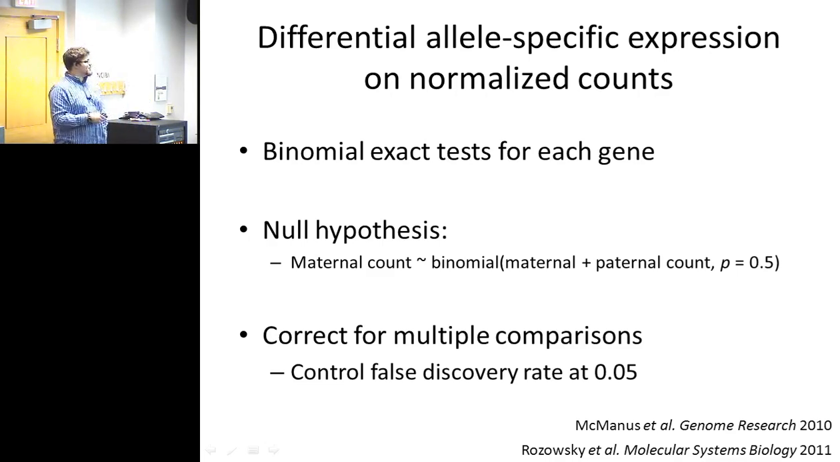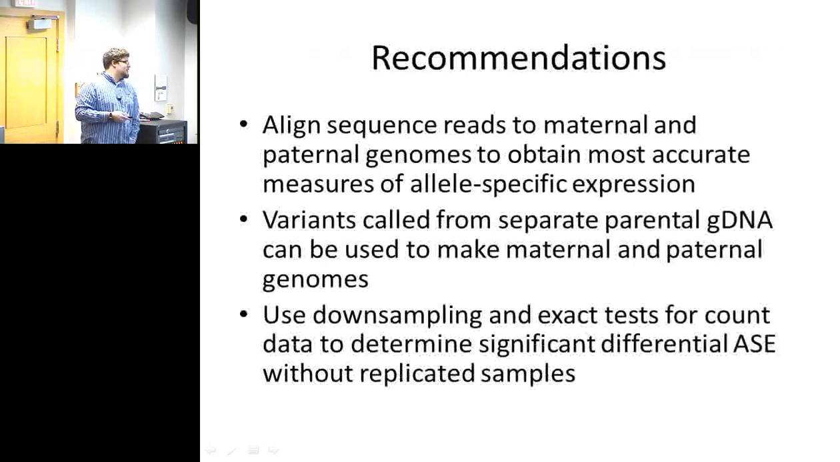Okay, to wrap things up, I hope I've convinced you that aligning sequence reads to both maternal and paternal genomes can give us the most accurate measures of allele-specific expression. We can construct these genomes by calling variants from separately aligned parental genomic DNA to a reference genome, and using downsampling and exact tests for count data are ways we can determine significant differential allele-specific expression in the absence of a replicated sample.